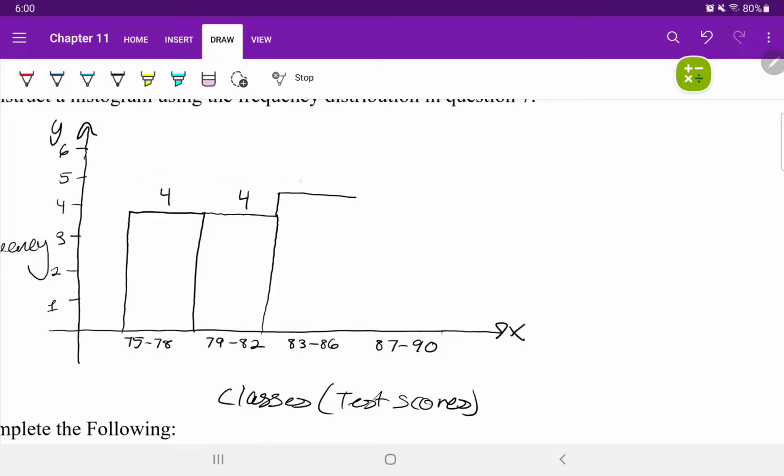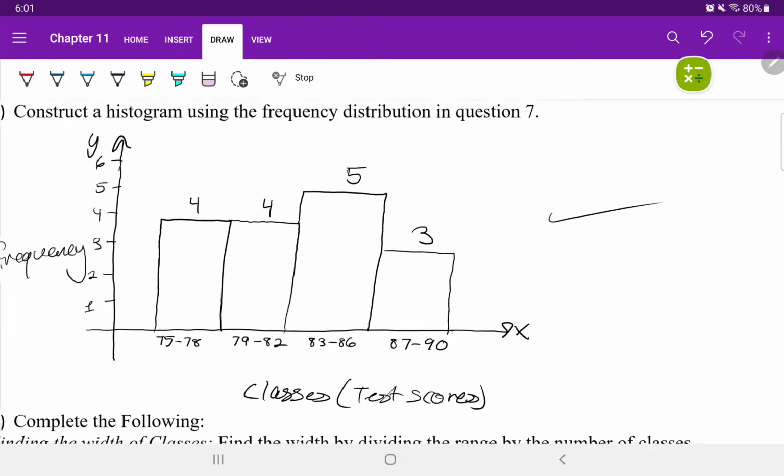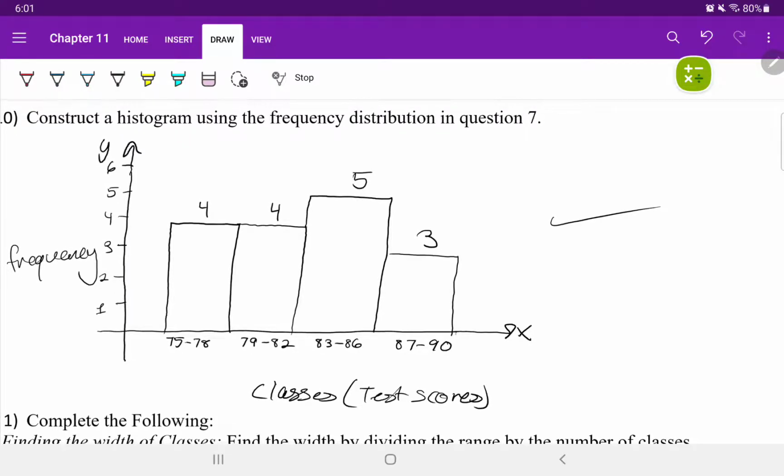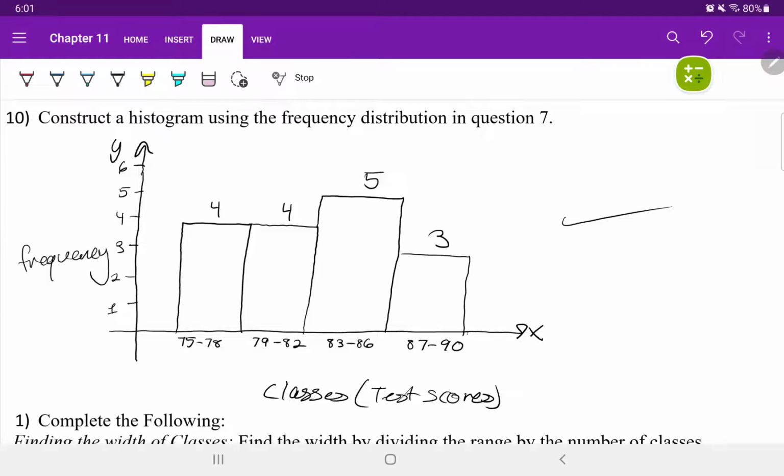Is that a good approximation? Let's do that a little bit better. And the last one has a frequency of 3. And yes, I know I didn't measure 4 correctly, so please forgive me. Don't kill me. And that is your histogram. That's it.